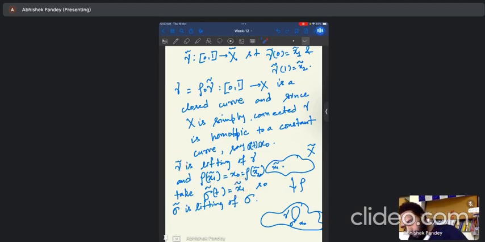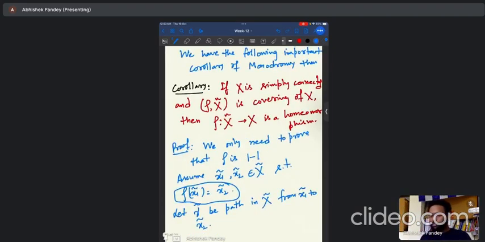So it means that by the monodromy theorem, x1 tilde is basically x2 tilde. So this is one-one, which means it is a homomorphism.